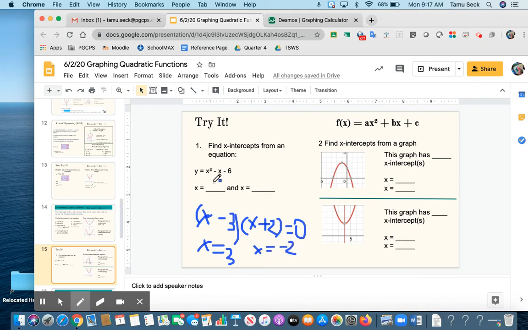Okay, now find the x-intercepts of the graph. The graph has two x-intercepts, and they are at 1 and -2. This graph has no x-intercepts. You see, it doesn't cross the x-axis at all.